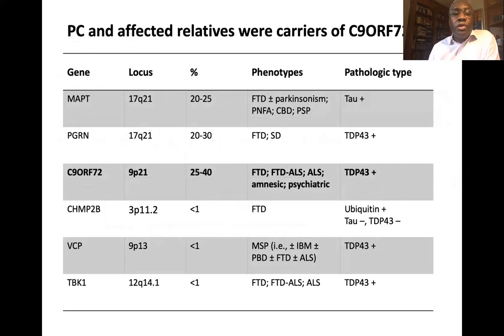These are the known mutations. These 3, in the tau gene, progranulin gene, and C9ORF72, together account for well over 95% of all hereditary FTD. There are other genes in addition, but those are the major ones.